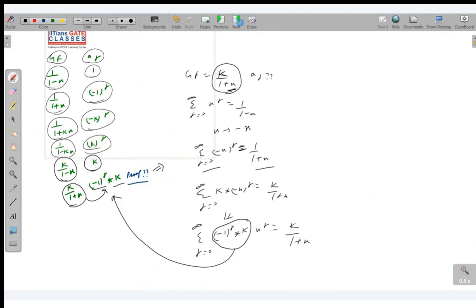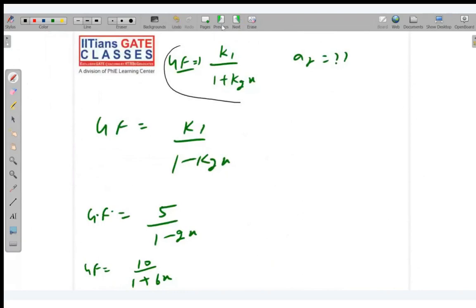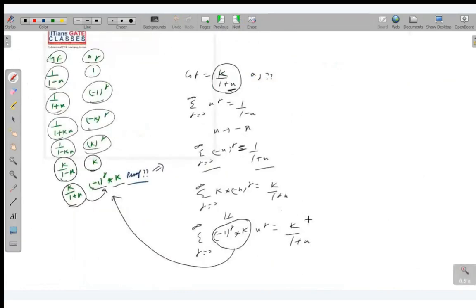Next is, the generating function is, in the previous proofs, minus 1 to the power r into k to the power r. Therefore, x power r is missing. K into x power r you have written as well. Yes, k into x power r, whereas in the given list we don't have such.